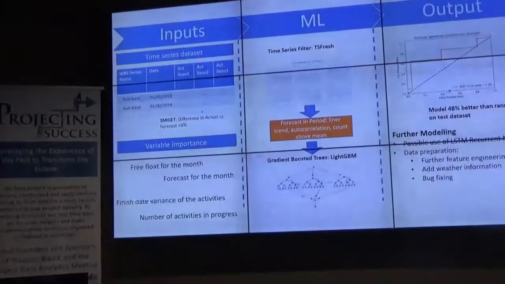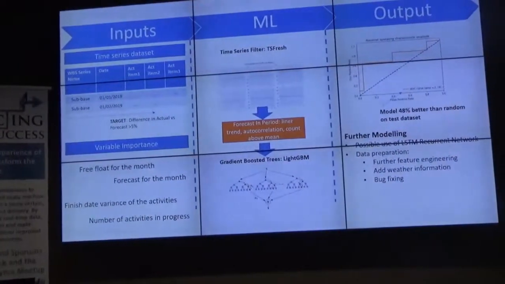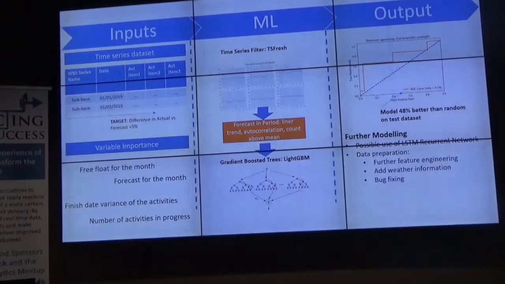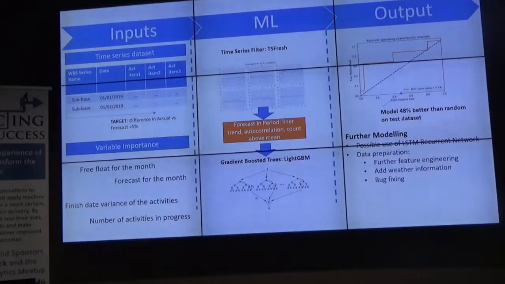Okay, we're going to talk about the ML approach and how we designed it. So for the training set, you basically give us a work breakdown structure, a section, and the date, and then also your forecast. And then we'll tell you how likely your forecast is to differ from the actual in the next month by more than 5%. That's the target variable we decided to go with here.